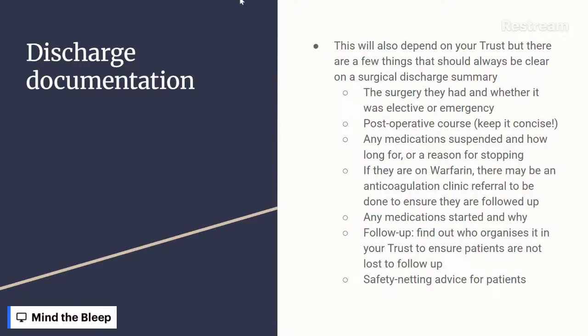Any medication that was suspended, how long for, and what the reason for stopping it was. If they're on warfarin or any other anticoagulation, when they need to restart that, or if they need to be followed up, for example, if on warfarin at an anticoagulation clinic, to make sure that their INR is back to normal and in range for them. Any medications that were started and why, and again, what the follow-up plan is for that patient.